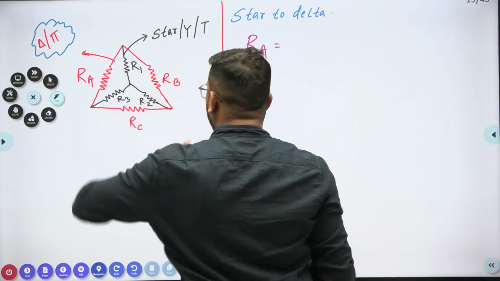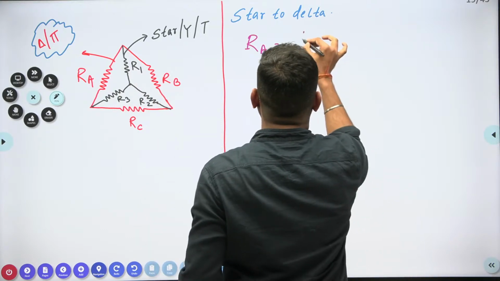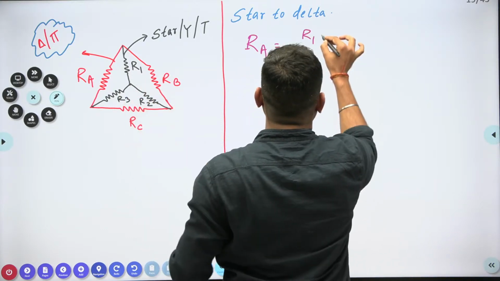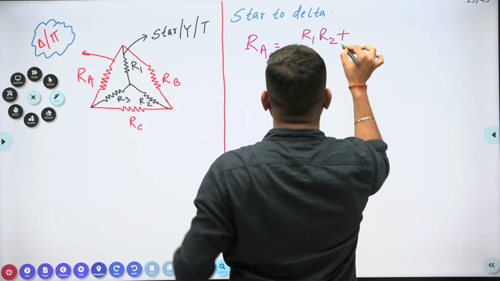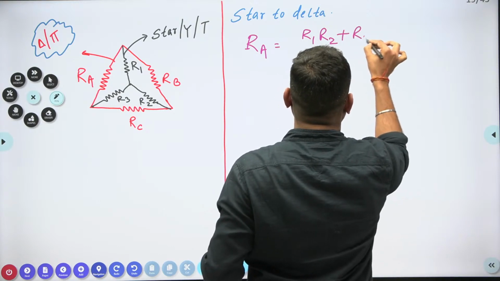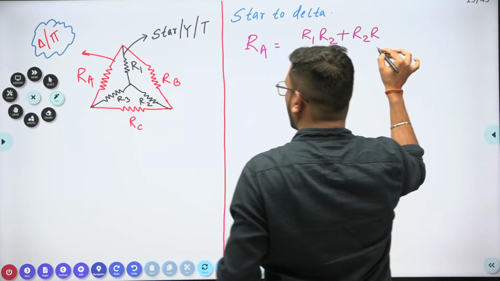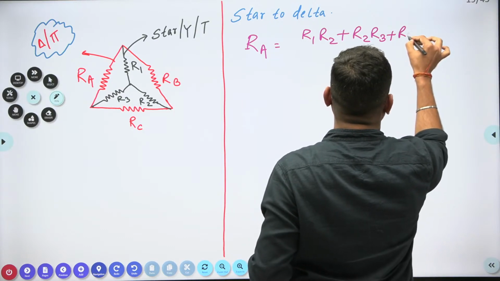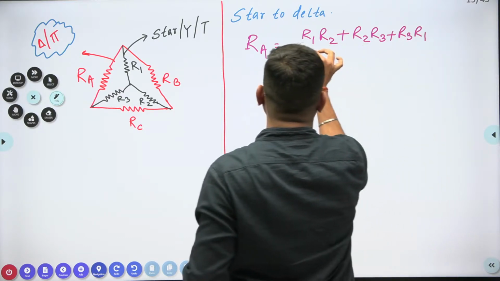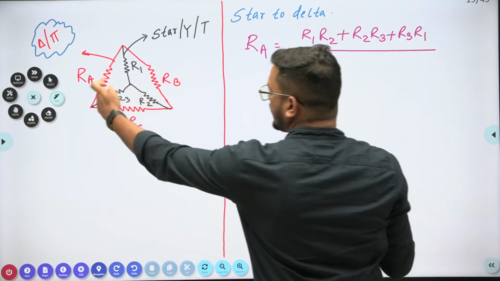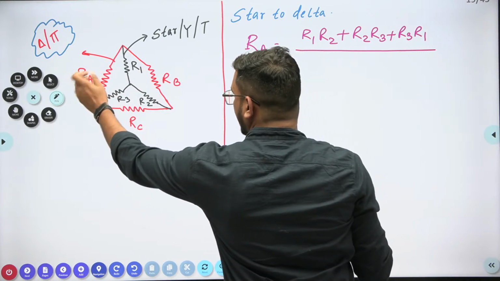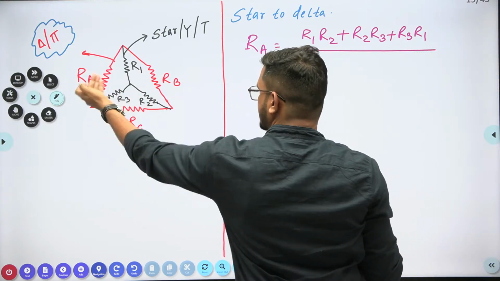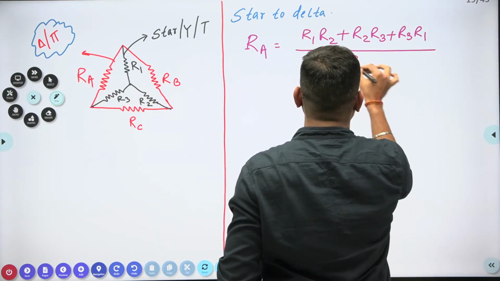RA will be nothing but R1 into R2, I am giving a shortcut also, plus R2 into R3 plus R3 into R1, and this is divided by what, guys? Just see RA, and just in front of this resistance, which is what, guys? R2.